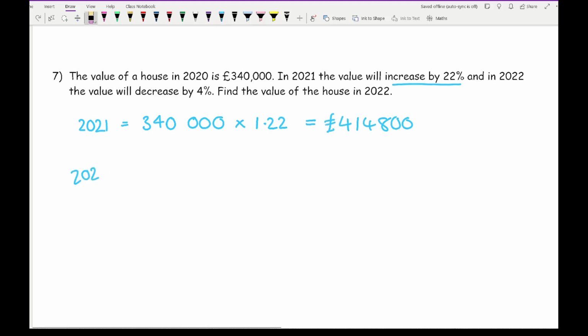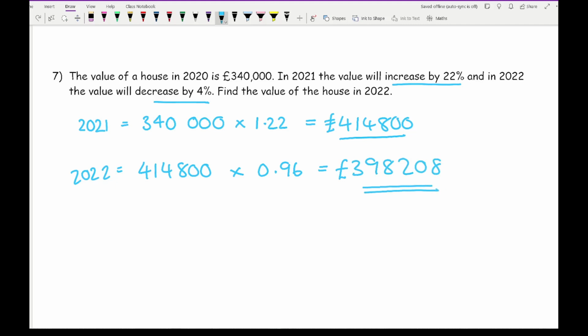Then in 2022, the value of the house, which is now 414,800, decreases by 4%. So then I'm going to multiply that by, again, 100 take away 4 is 96, and that as a decimal is 0.96. So 414,800 multiplied by 0.96 gives me an answer of 398,208, and there is our final answer.